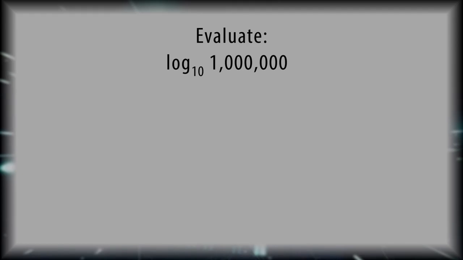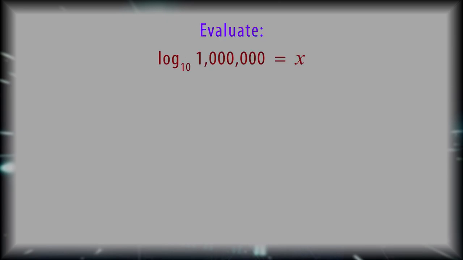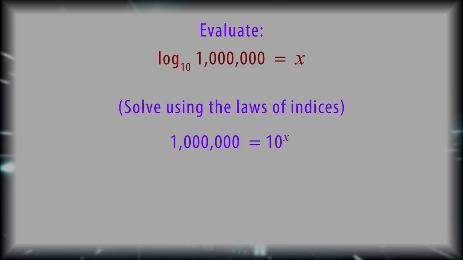The first one says, evaluate log base 10 of 1 million. Now what we do is we let log base 10 of 1 million be equal to x. Then we write this expression in index form, the way we just did. So we have 1 million equal to 10 raised to the power x. Then we will write our left-hand side also in index form. So we have 10 raised to the power 6 equal to 10 raised to the power x.